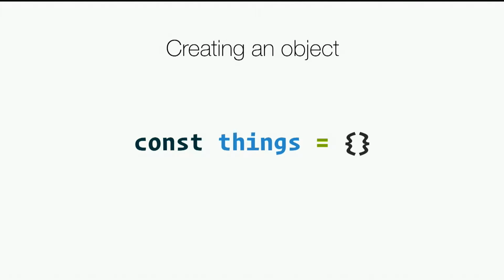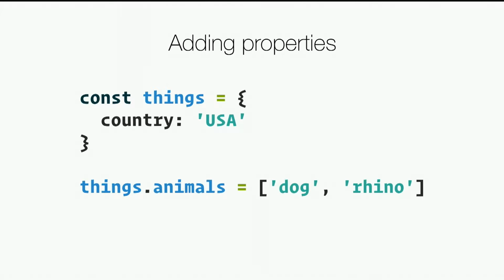And objects have properties. And you can add properties one of a couple different ways. You can do it inside the object literal when you first create the object, like we do with country here. Now in this case, the key is country, the value is USA, and country is a string despite the fact that we didn't put quotes around it.